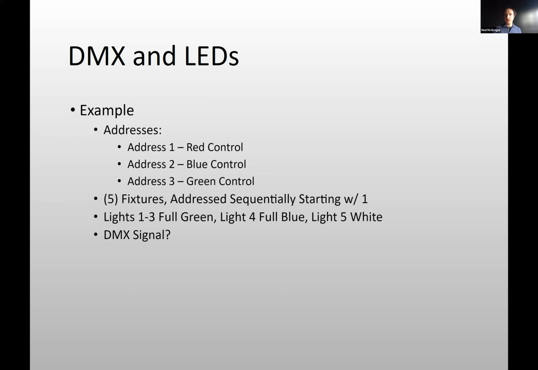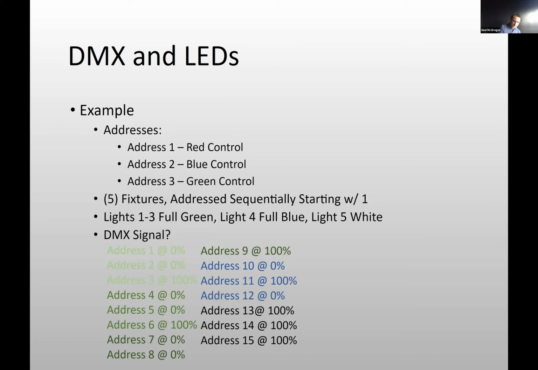All right. So this is what we're looking at. So address 1, 2 are at 0, address 3 is at 100, right? Red, green. Yes, red, blue, green. I put that in and tricked myself. So address 3, which is green on the first three fixtures, is at full. Address 2 on the fourth fixture is at full. And the last three, address 1, 2, 3, or 13, 14, 15 on the final fixture is at full.